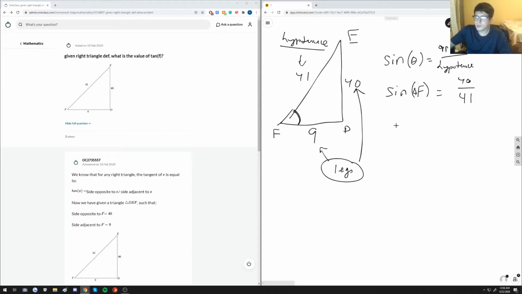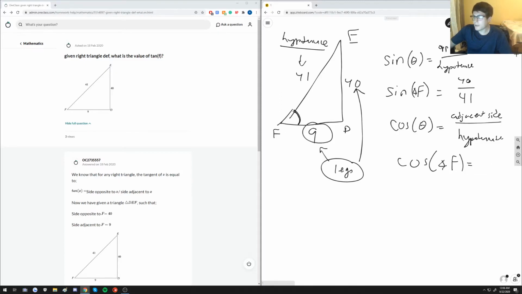Alright, simple enough. We move on to the cosine, which is the adjacent side, adjacent meaning the side not opposite, the side right next to the angle, divided by the hypotenuse. The adjacent side also means the adjacent leg, so obviously not the hypotenuse over the hypotenuse. So the cosine of angle f is the adjacent side, which is 9 right here, divided by the hypotenuse, which is once again 41.